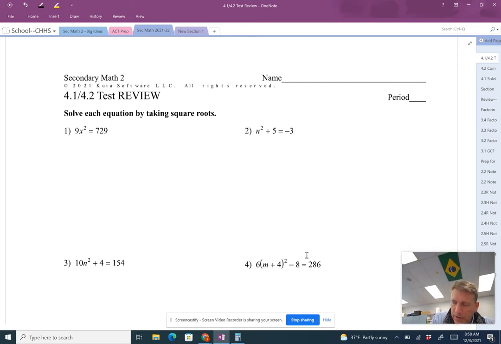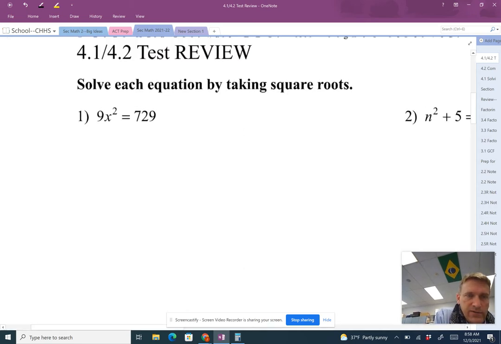So for number 1, before we solve this equation by taking square roots, we want to make sure that we have the square part isolated, alone. So right now, we've got to divide by 9 and do that on both sides. And that cancels the 9, leaving x squared is equal to 729 divided by 9, which is 81.